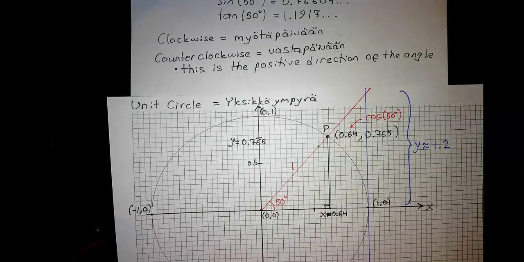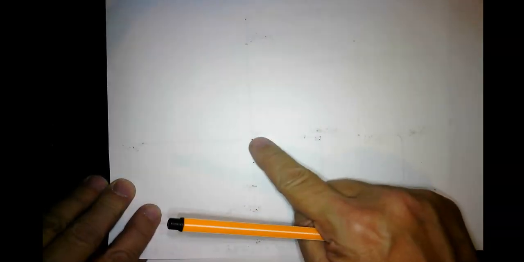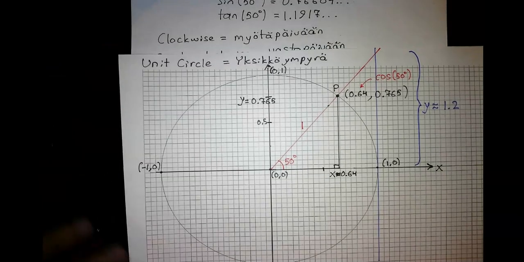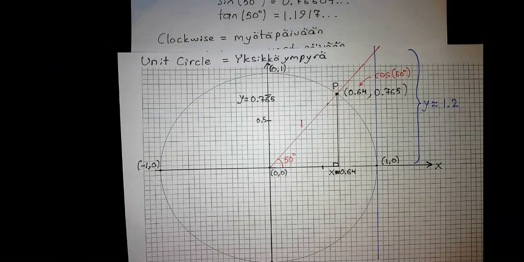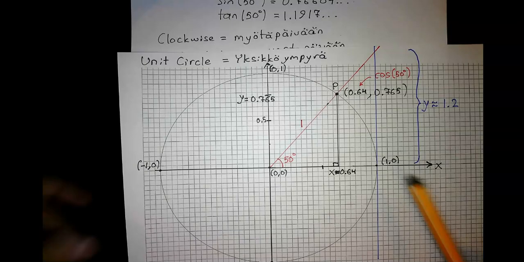If I draw this picture like this, you can't see it, but now the positive x-axis is there and the positive y-axis is there, so the positive direction is to this direction. So the real positive direction goes from the positive x-axis towards the positive y-axis.